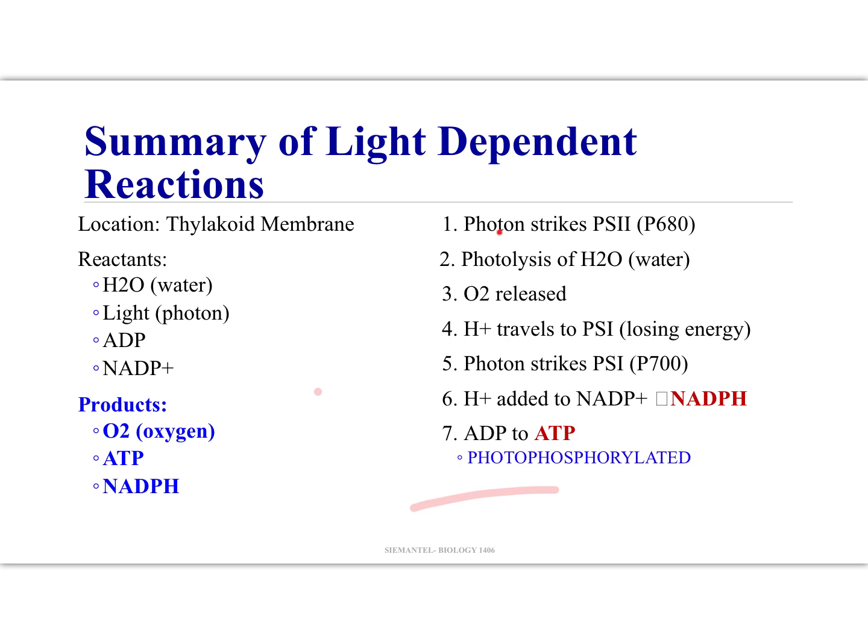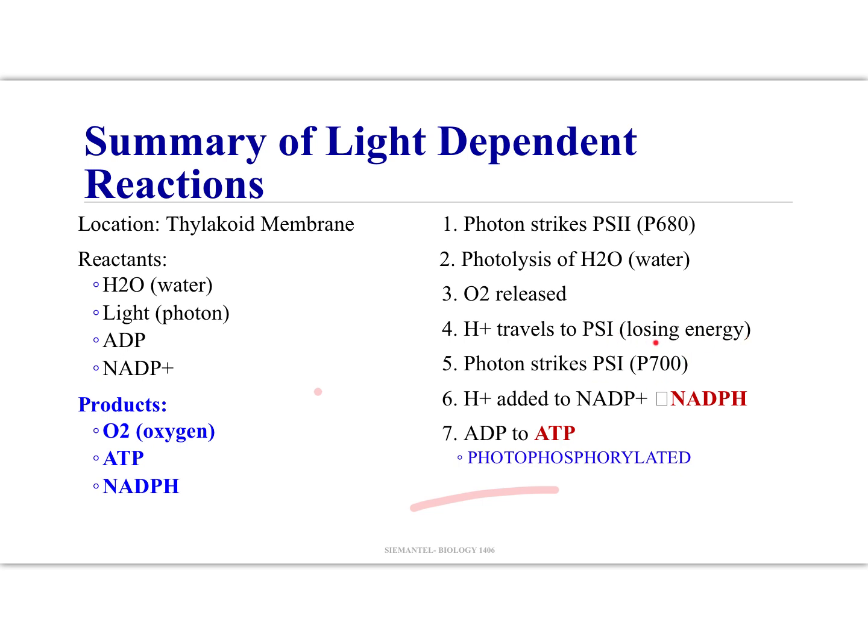So, quick summary. Light energy in the form of photons is going to strike the reaction center of photosystem 2, which is P680. The photolysis of water is going to take place, where water gets broken up into electrons, hydrogen ions, and oxygen. The oxygen is going to be released from the leaf through the stomata because we don't need it. Those hydrogens are going to travel to photosystem number 1. The hydrogen ions represent the electrons. As they travel, they are going to lose energy.